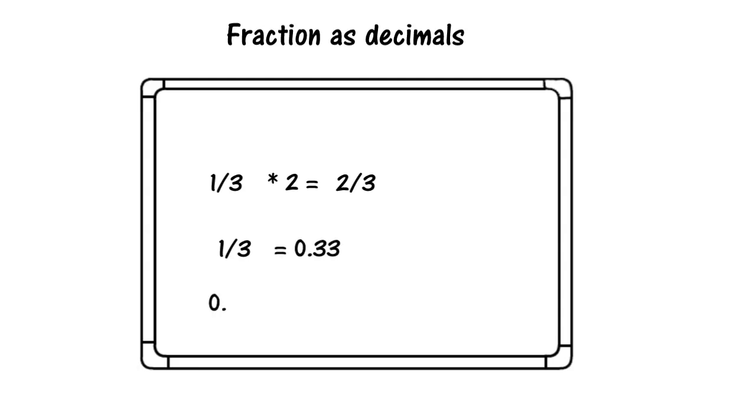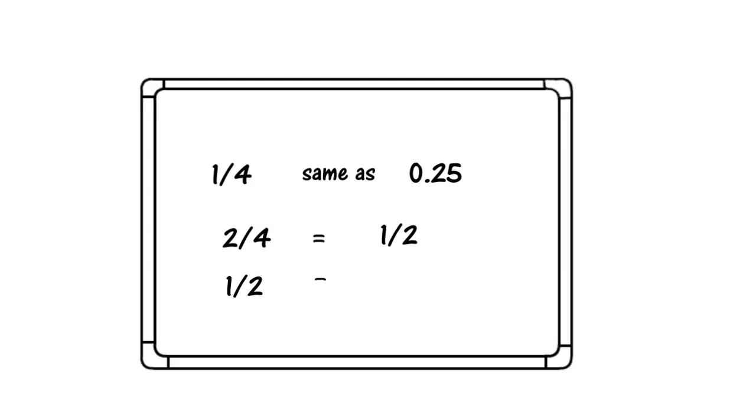So 0.33 times or multiplied by 2 equals 0.66. Remember, a quarter is the same as or equals 0.25. 2 quarters equals 1/2, and 1/2 equals 0.5. And 3 quarters equals 0.75.